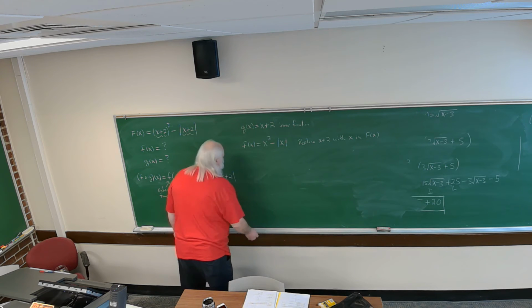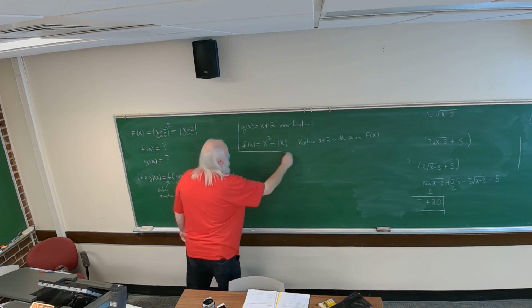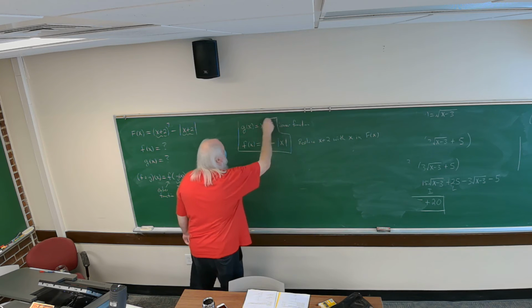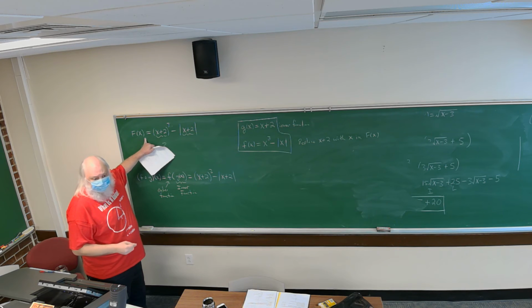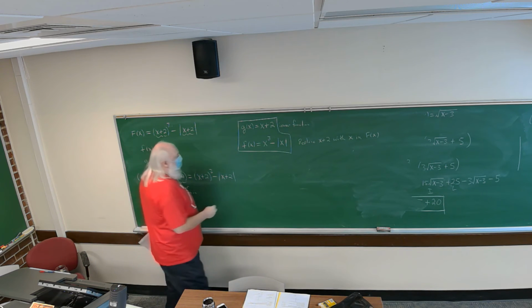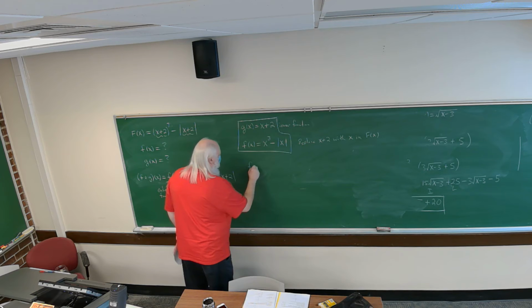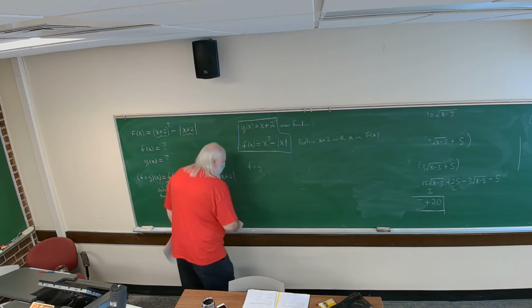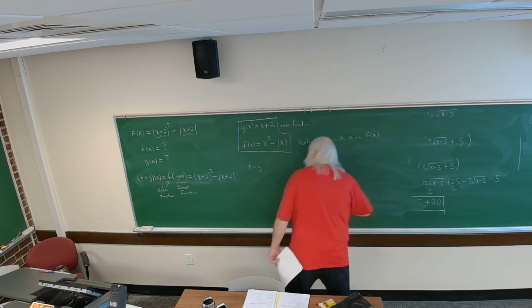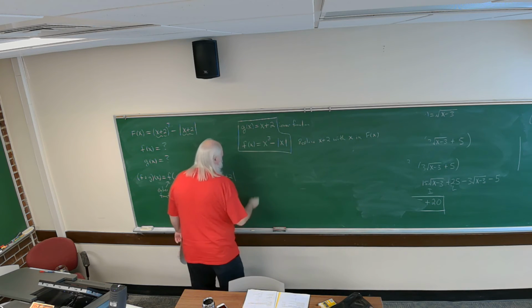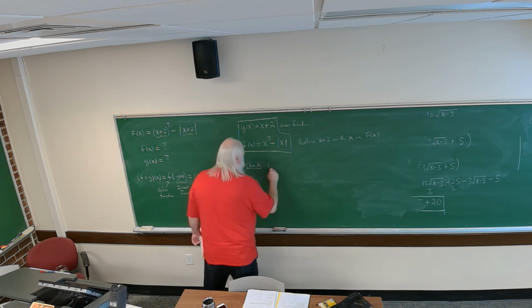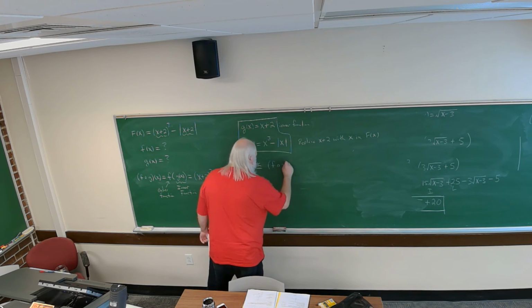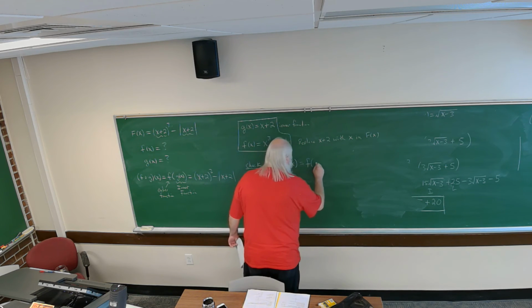Does this work? How do you determine whether it works or not? Well, you take the composition and see if you end up with the big F of x. So the composition, this is our check that we're doing. The composition of f with g as a function of x is equal to f of g of x.